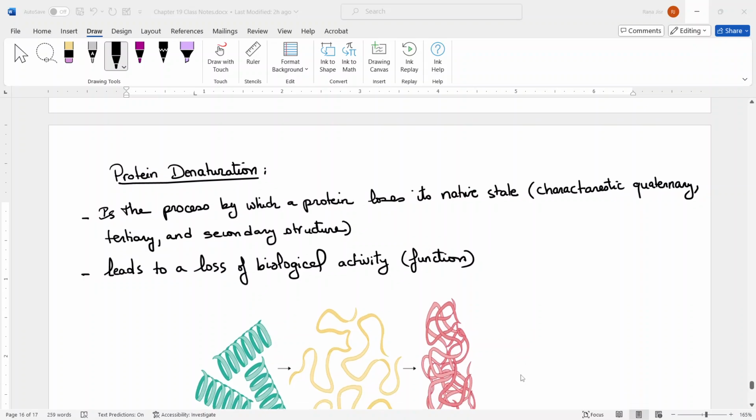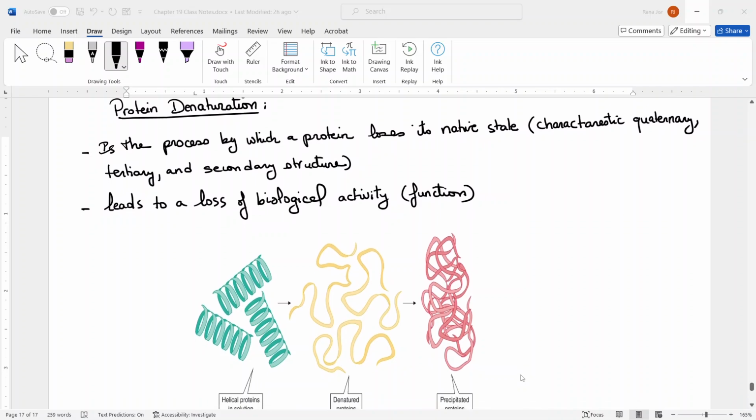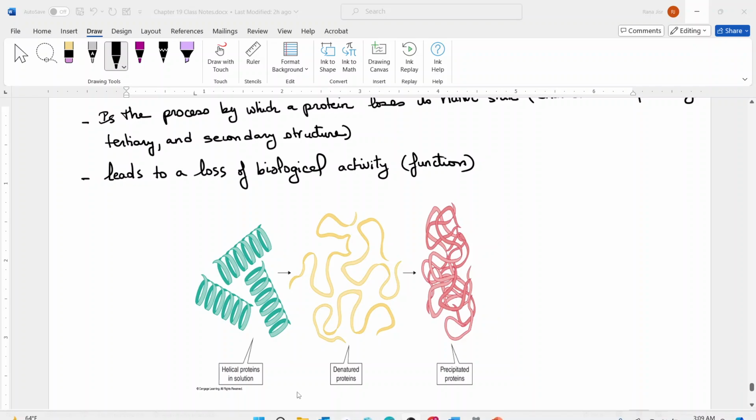Protein denaturation is the process that destroys the protein's structure, and it makes it unable to function. It occurs when the protein's secondary, tertiary, or quaternary structure is broken down. That causes the structure to collapse. The result is simply a loose random protein structure that is usually insoluble in the solution, so it simply precipitates.